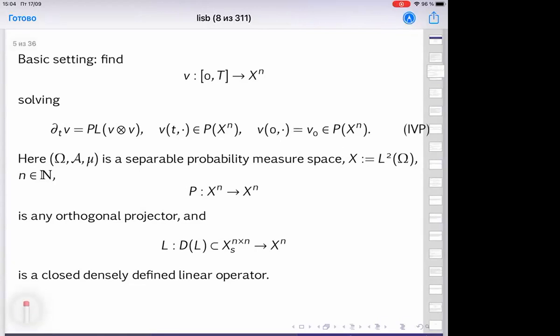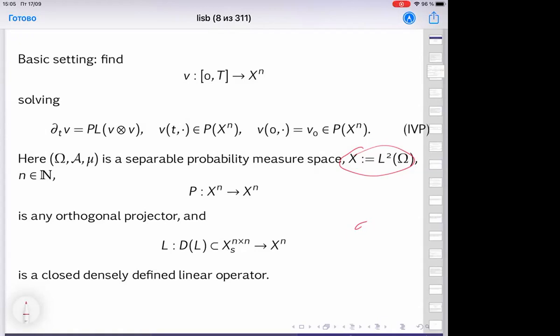So X is just L2 on some omega, which is abstract: omega is some probability measure space. But in applications, omega is a domain in R^n where your PDE is defined. So omega in some sense corresponds to your spatial variables, and t is the time variable. For the abstract approach, you just need that omega is a probability measure space. If you have a domain, you just take the Lebesgue measure and normalize it, and that's it.